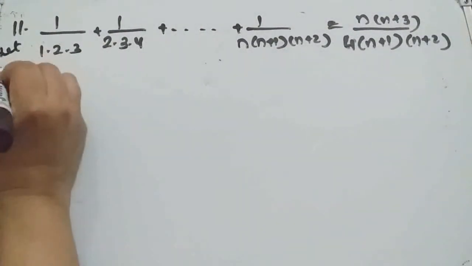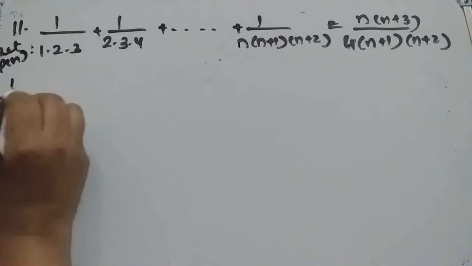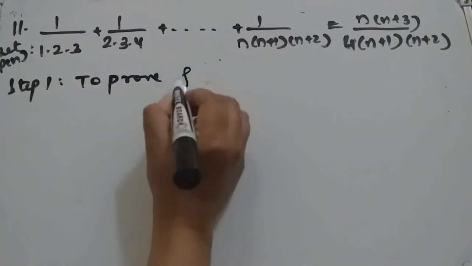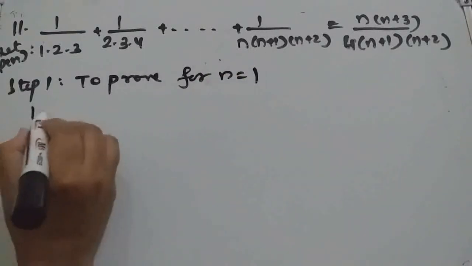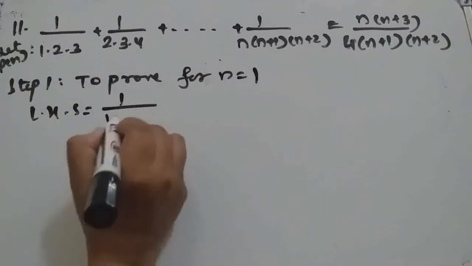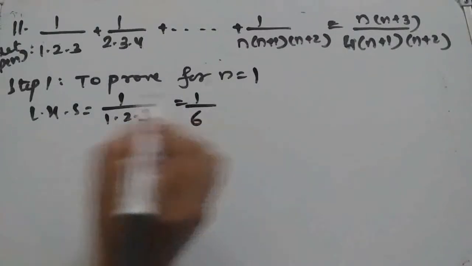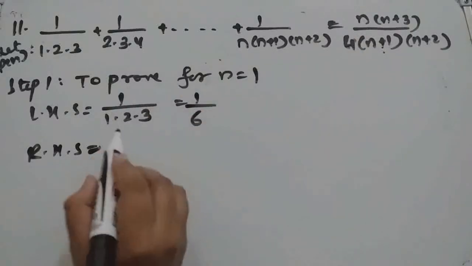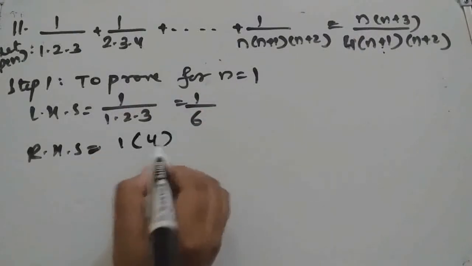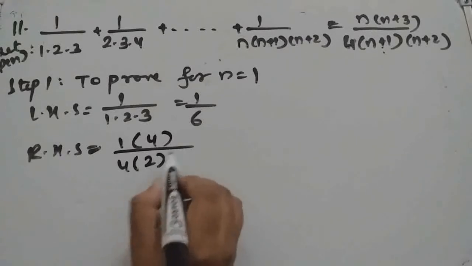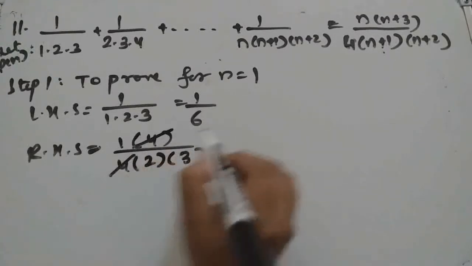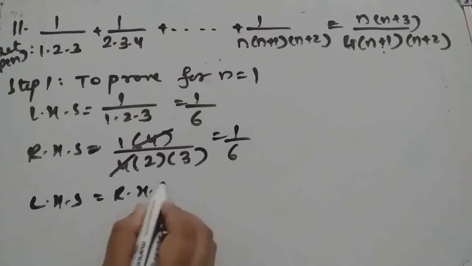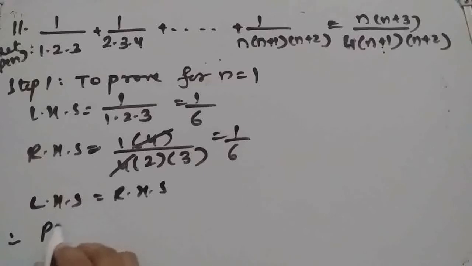Let P(n) be this statement. Step 1, to prove for n equal to 1. So left hand side will be 1 into 2 into 3, that is 1 by 6. And for right hand side, substitute n value 1 in this RHS. So 1 into 4 into 4 into 2 into 3. 4 will go, so answer is 1 by 6. So we can write LHS and RHS are equal. Therefore P(1) is true.